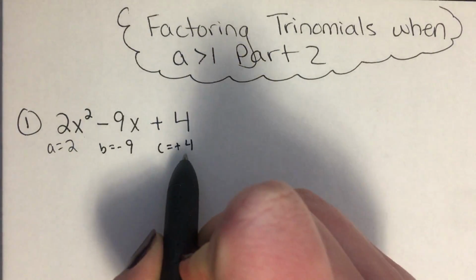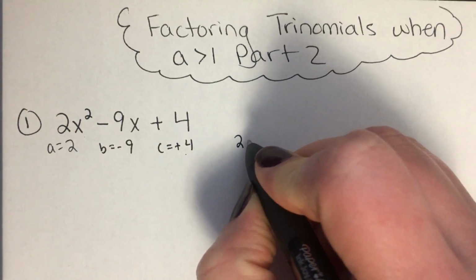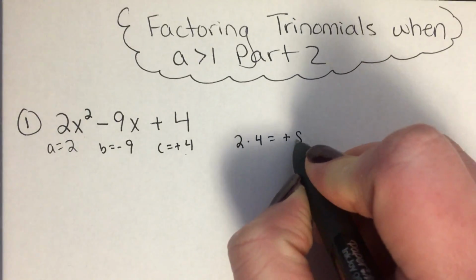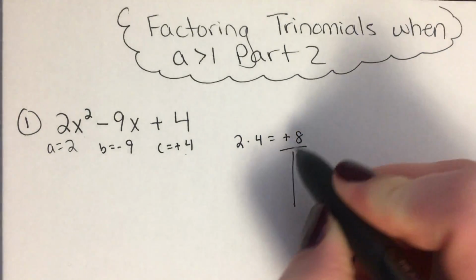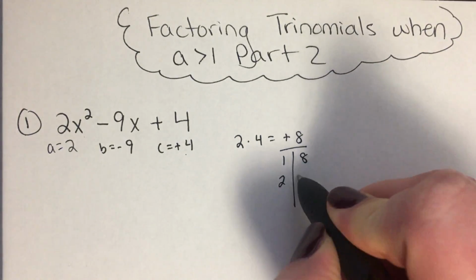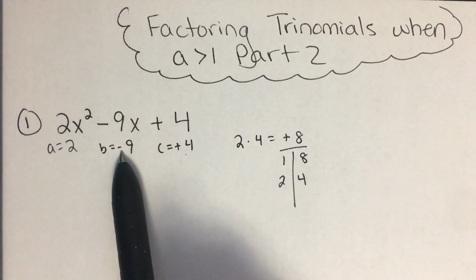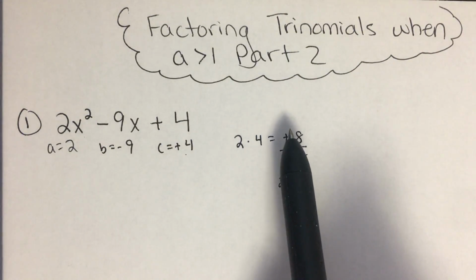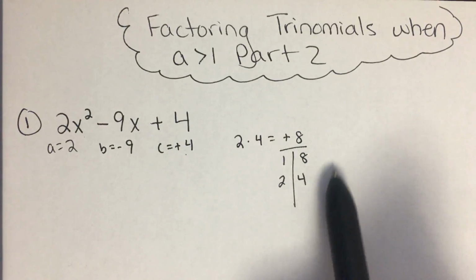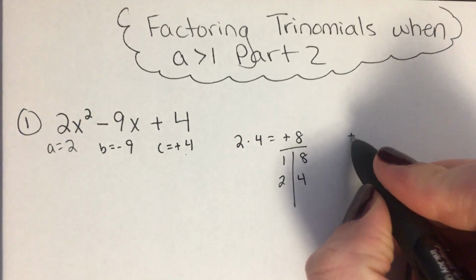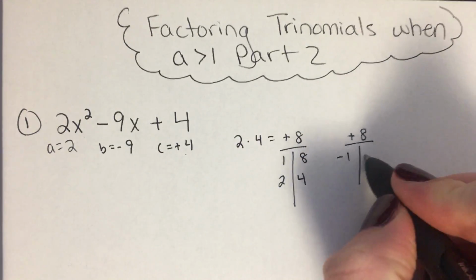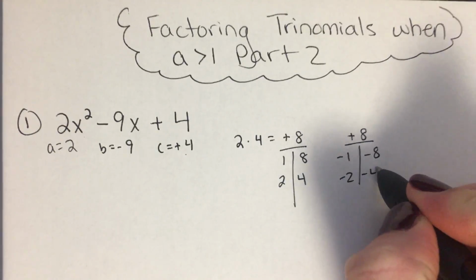So we're going to take A and C and multiply them together. So that's 2 times 4, which is a +8, and list the factors: 1 and 8, 2 and 4. So which two are going to help us make -9? Well, since it's a positive product, I can have two sets of factors. They're either going to be all positive or all negative.